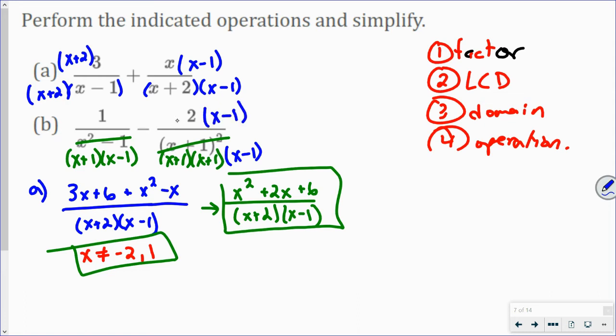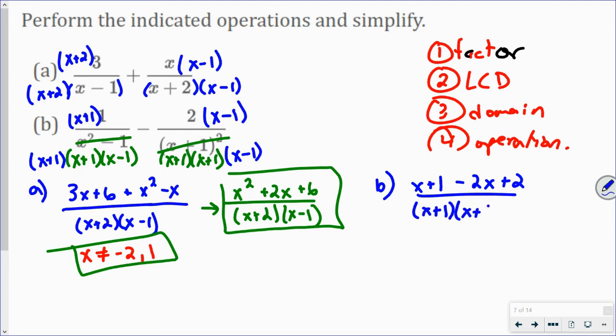And notice this is a negative. So when I distribute that, that's a negative 2. Now this one had 2 x plus 1s. This one only had 1. So it needs another one in the bottom and the top. Okay, if I come over here, B, we have x plus 1 minus 2x plus 2. I distributed that negative 2, all over x plus 1, x plus 1, x minus 1.